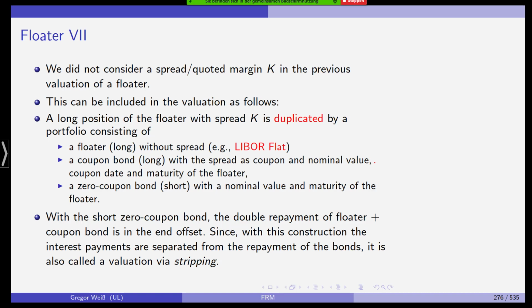For this, for example, for a long position in a floater with spread K, you duplicate the payments from this floater with a spread by a portfolio that consists of a long floater with no spread, for example, LIBOR flat, that's what it's called, or a long coupon bond with a spread K as coupon, and a zero coupon bond short with a nominal value and maturity of the floater, which only means that actually you have a coupon bond, 100 plus K, and you go short in a zero coupon bond, and it will look like this.